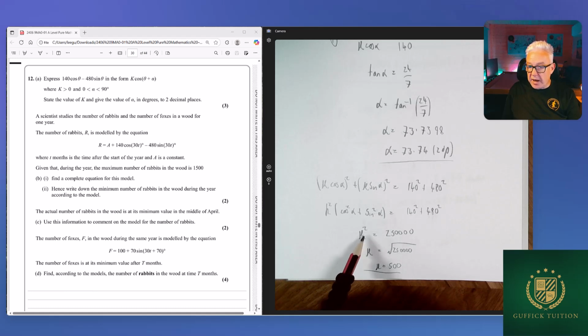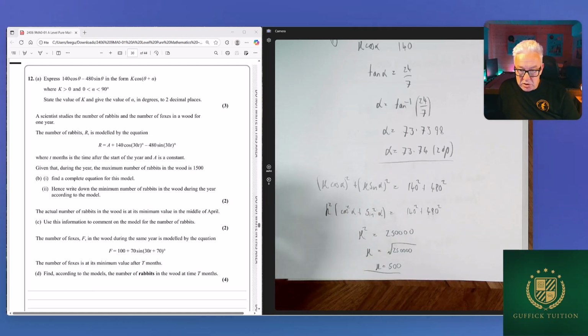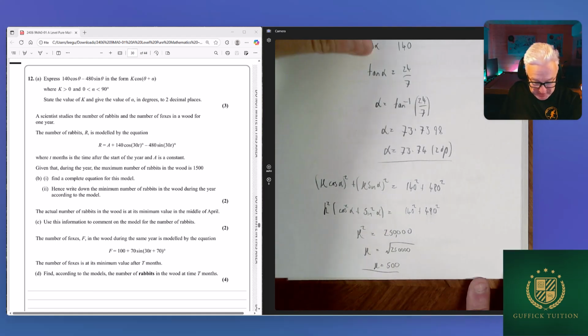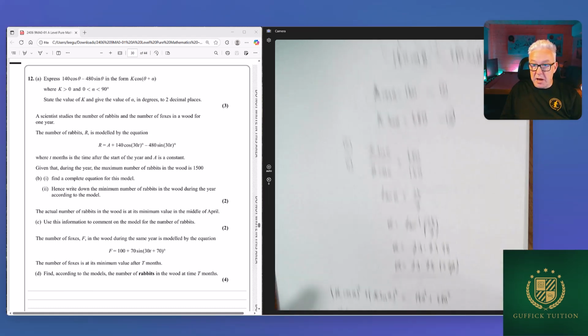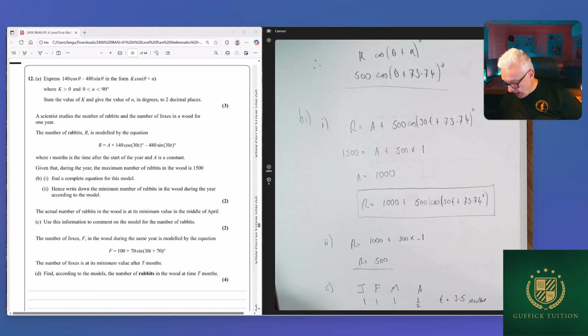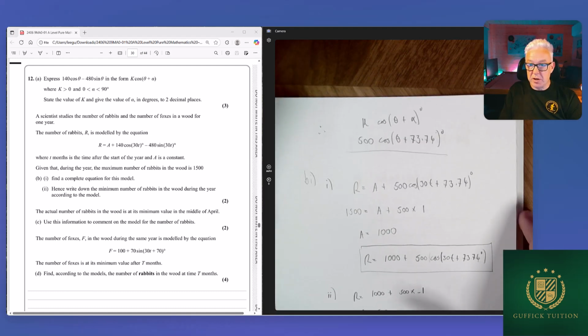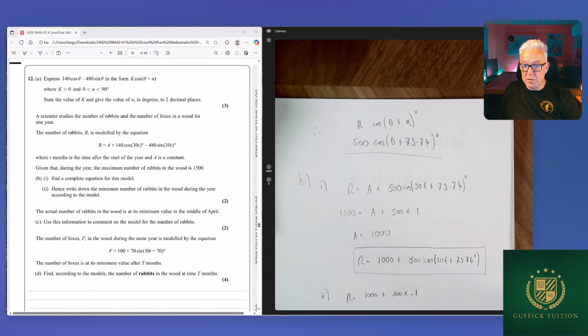So we end up with k squared is equal to the two values that we got, squared. 140 squared add 480 squared is going to be 250,000, that's right. So therefore k is the root of 250,000, so k is equal to 500. Now we've got our complete model, because we've worked out our k and our alpha. We found k is 500, and alpha is 73.74 when given to two decimal places. So that's part A done for 3 marks.